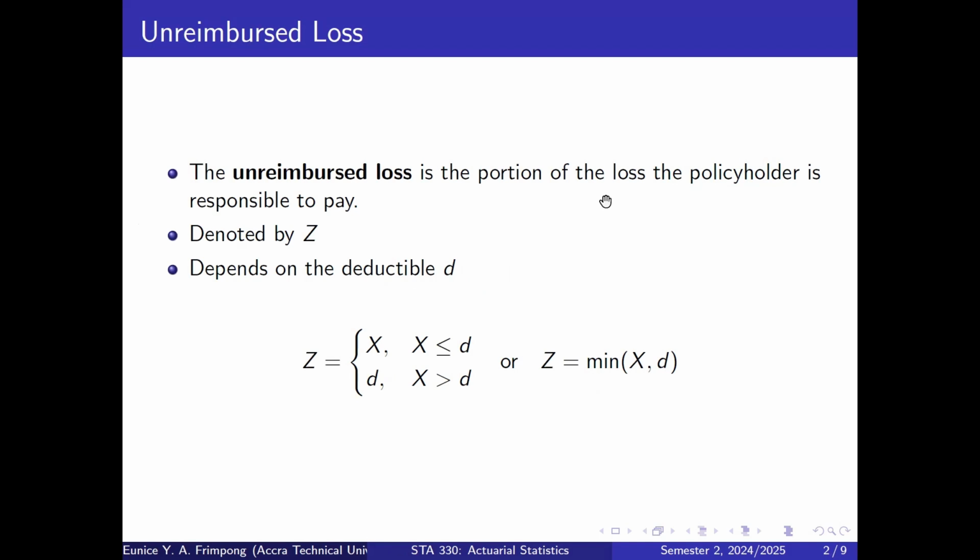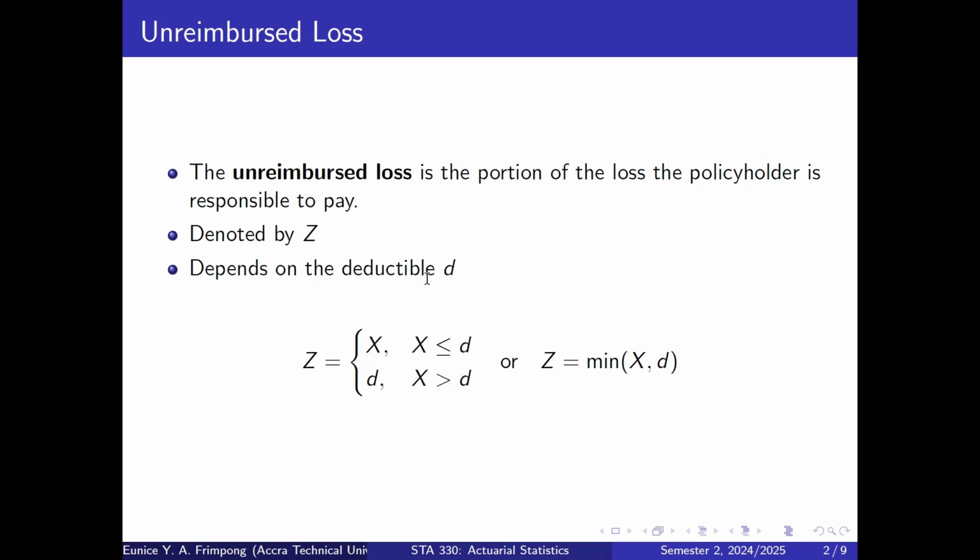Let's start with the definition. The unreimbursed loss is the portion of the total loss that the policyholder, that is the insured, has to pay from their own pocket. We usually denote this by the symbol Z. The value of Z depends on the deductible, which we already discussed in our previous lecture.